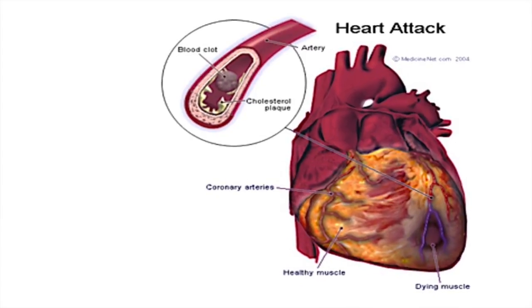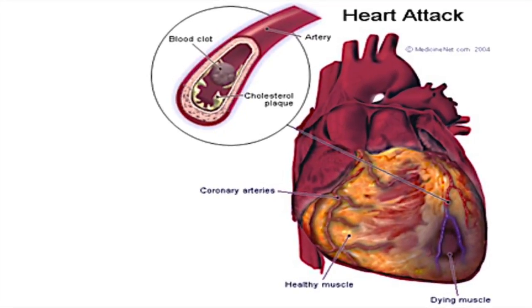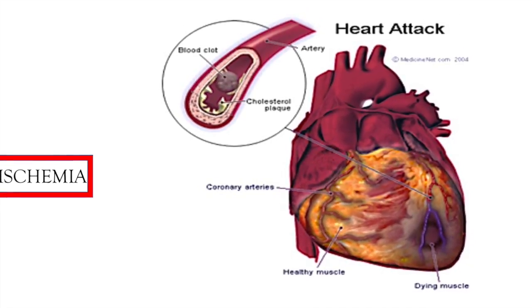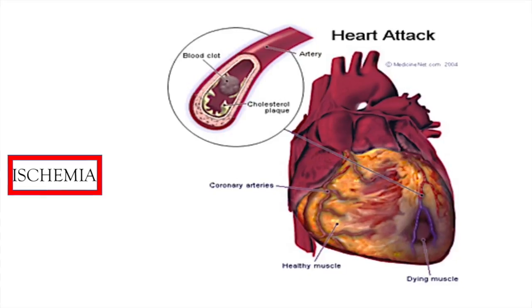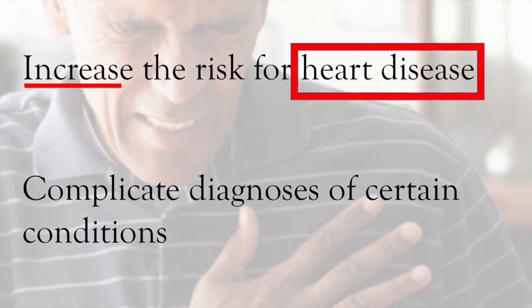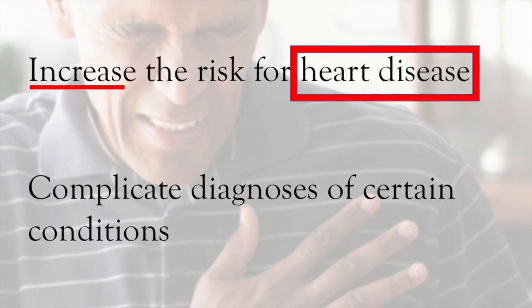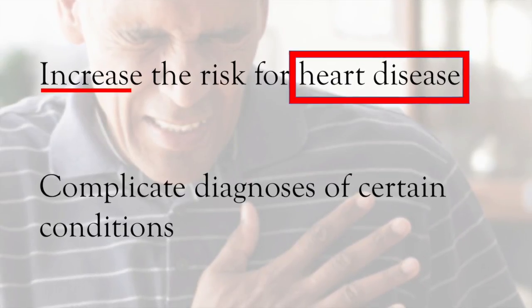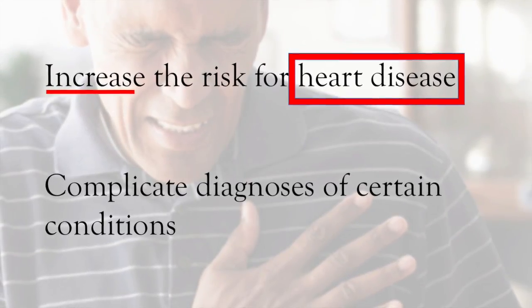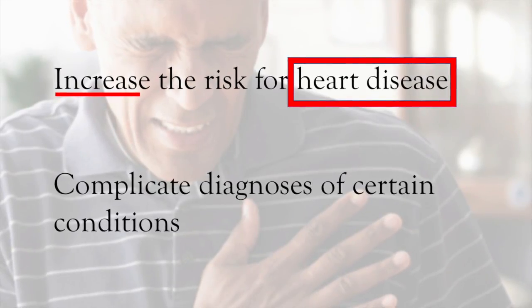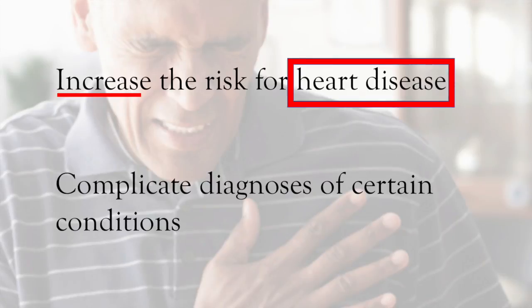With a bundle branch block, your heart may not be getting enough oxygen. Therefore, your heart tissue can die, which is known as ischemia. Other researchers have found that because of the risk of ischemia, people with bundle branch block are at an increased risk for heart disease than people who do not have bundle branch block. Lastly, since bundle branch block does affect the electrical activity of the heart, it can sometimes complicate the accurate diagnosis of other conditions like heart attacks, and then that can lead to delays in proper management of those problems.